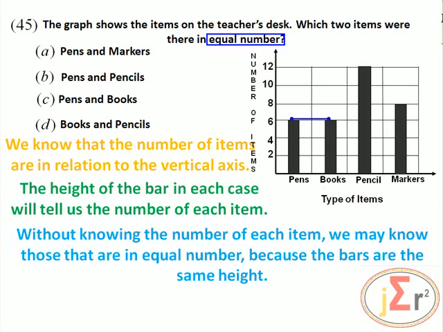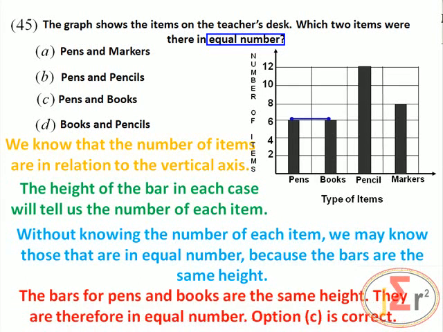We did not need to know the number of them in order to tell if they are there in the same number, because the bars are the same height. The bars for pens and books are the same height. They are therefore in equal number. Option C is correct.